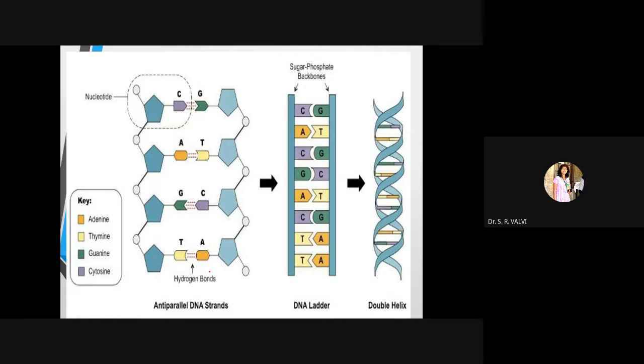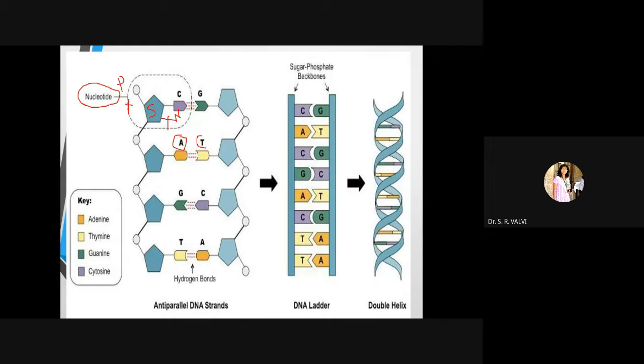So now see here, all these are nucleotides. Nucleotide means nothing but this is the sugar, this is the phosphate group, and this is the nitrogenous base. Phosphate group plus sugar plus nitrogenous base, altogether we call it a nucleotide. So here it is clear now, this adenine is pairing with thymine.